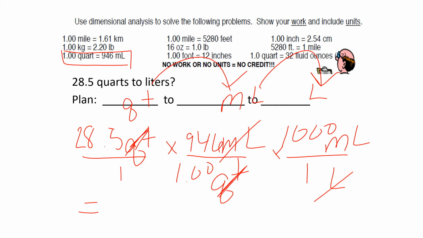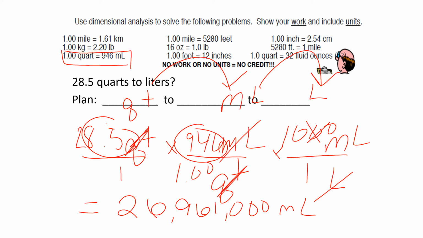And then you will divide that by 1, which happens to be a very large number, 26961,000 mils. As far as sig figs go, we have 3 sig figs here, 3 sig figs here. This does not count for 1 sig fig because those are not measurements. So your answer should have 3 sig figs. So your answer will be 2.70 times 10 to the 7th milliliter.